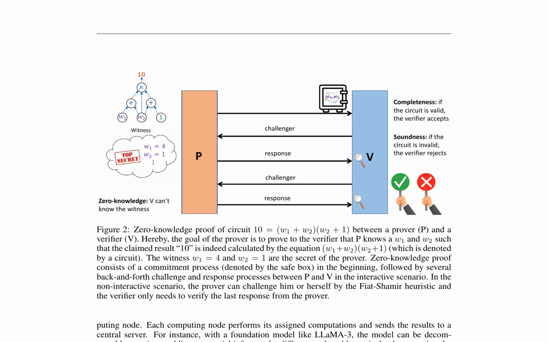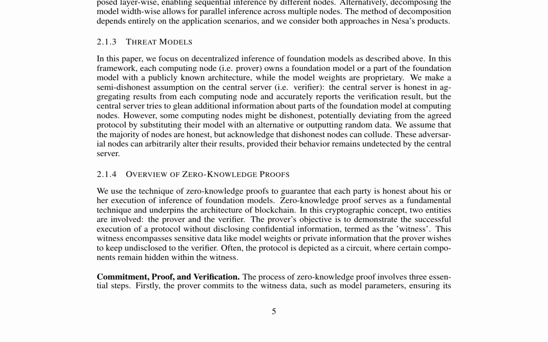This involves a prover demonstrating successful execution without revealing confidential information, or the witness. Zero-knowledge proofs possess completeness, special soundness, and zero-knowledge properties, guaranteeing that the proof will pass verification only if the prover is honest while maintaining witness secrecy. These proofs can be classified as interactive or non-interactive, depending on the verification process.